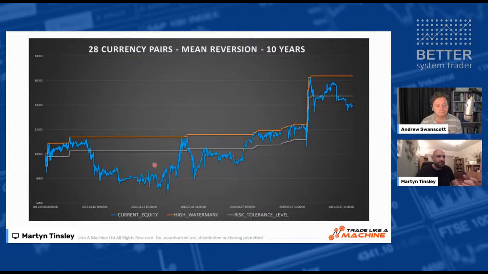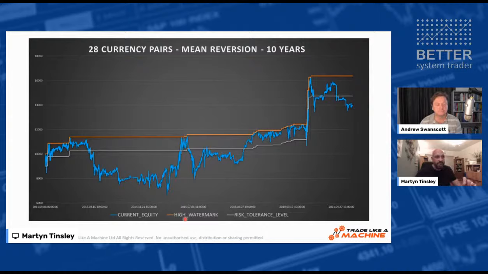And just to explain the chart, pretty simple, but the blue line is obviously the equity curve. The orange line here is the high watermark. And then the gray line is the risk tolerance. So the risk tolerance here is set at 10%. In other words, if you're in a 10% drawdown, then the equity will come down and touch that line. So clearly it's violating that 10% level, which is problematic, probably down to about 40% drawdown in some cases here. But remember, this is when trading all of those currency pairs together.